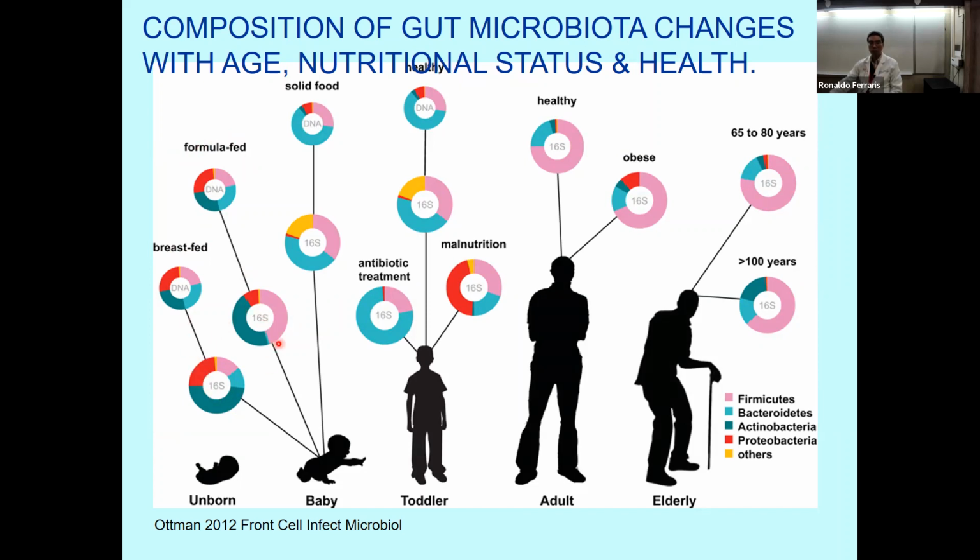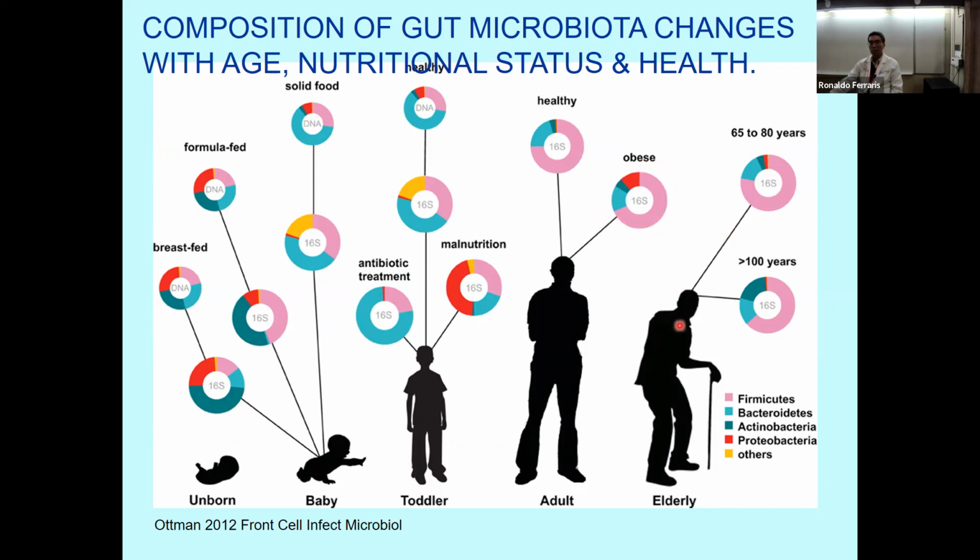One of the biggest transitions occurs when babies transition from being milk-fed to solid food, and you could see that dramatic change. Then you have toddlers, and there really isn't that much change, okay? Toddlers are just bigger babies. However, if they're malnourished, or if you treat them with antibiotics, you do have remarkable changes in gut microbiota. Chronic conditions like obesity remarkably affect gut microbiota as well.